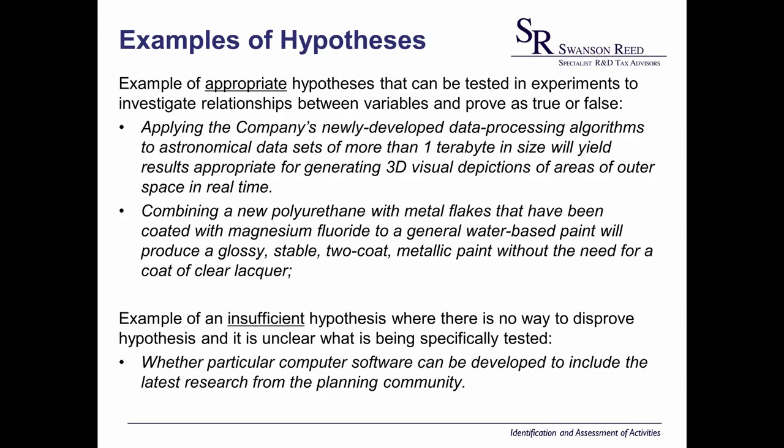The guidance also provides an example of an insufficient hypothesis, where there is no way to disprove it and it is unclear what is being specifically tested. This unsuitable hypothesis reads, "Whether particular computer software can be developed to include the latest research from the planning community."